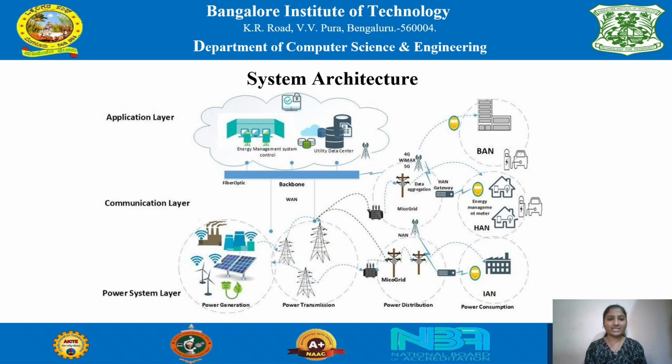Communication layer: this layer sends data between smart meters, substations and control systems using HAN, NAN and WAN through fiber optic. Application layer: this is the control center. It monitors power usage, manages demand, detects faults and controls the grid efficiently.